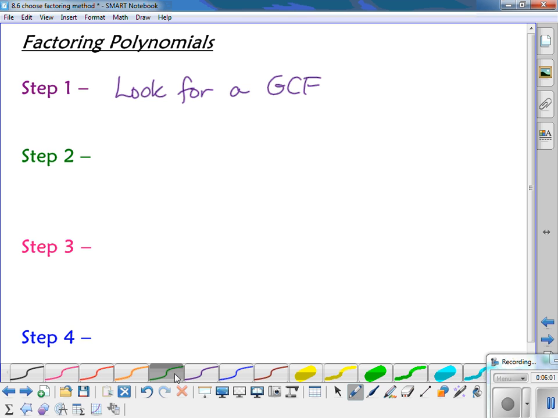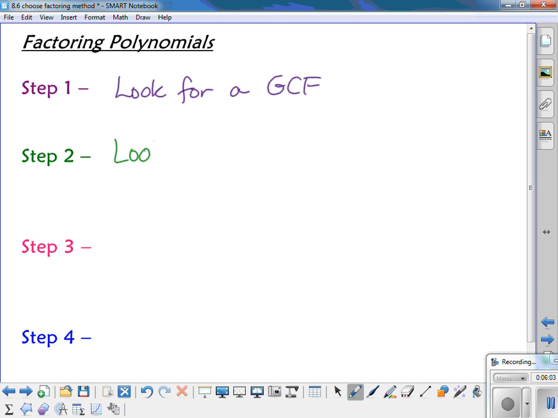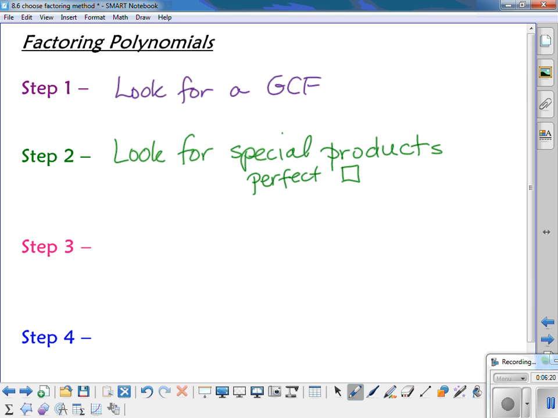Then the next thing you're going to do is you're going to look for special products. Because if it's a special product, you can just use the pattern to factor it. So by special products means, is it a perfect square trinomial? Or is it the difference of squares?